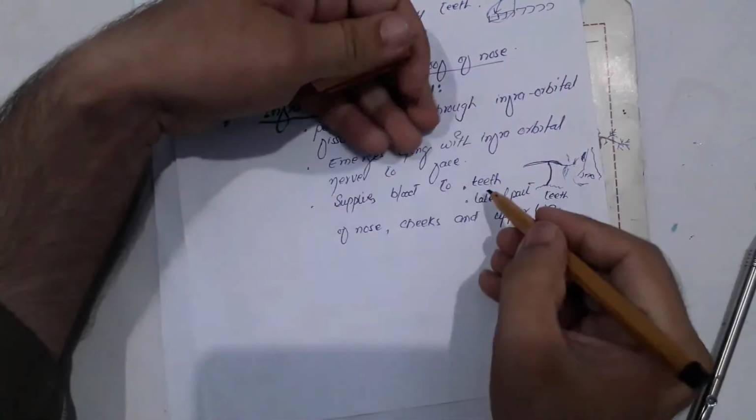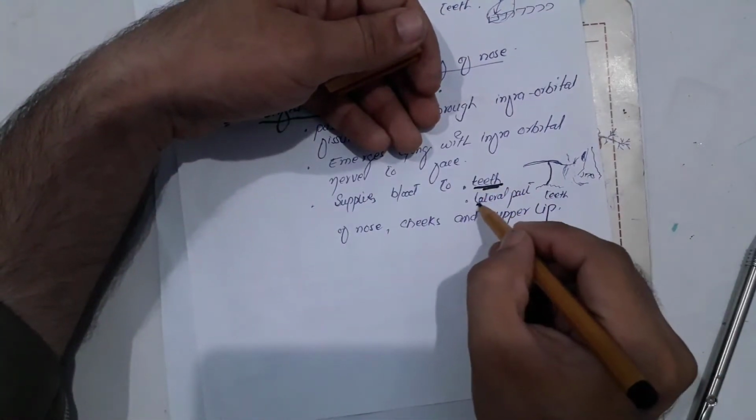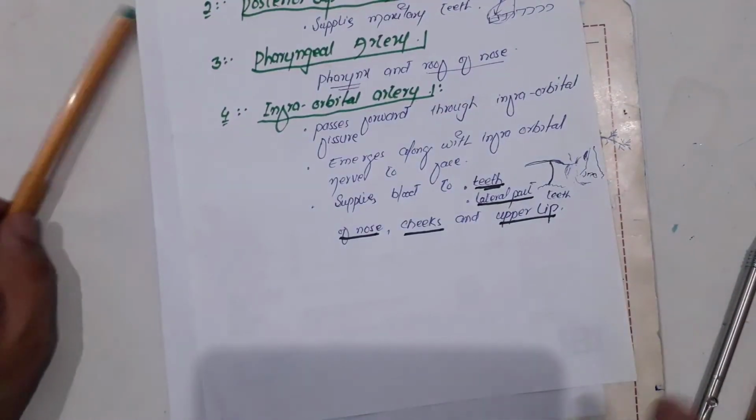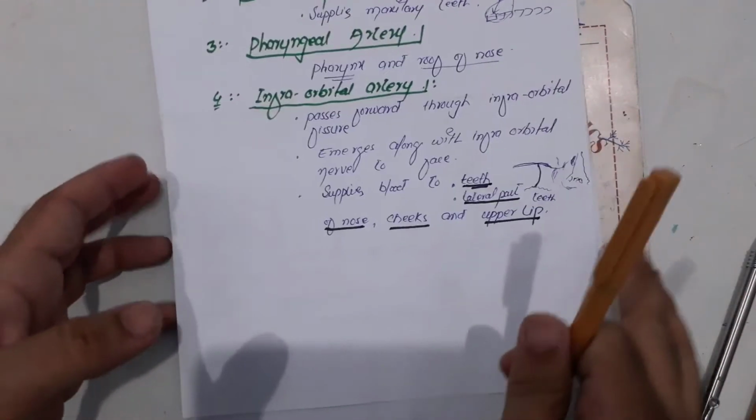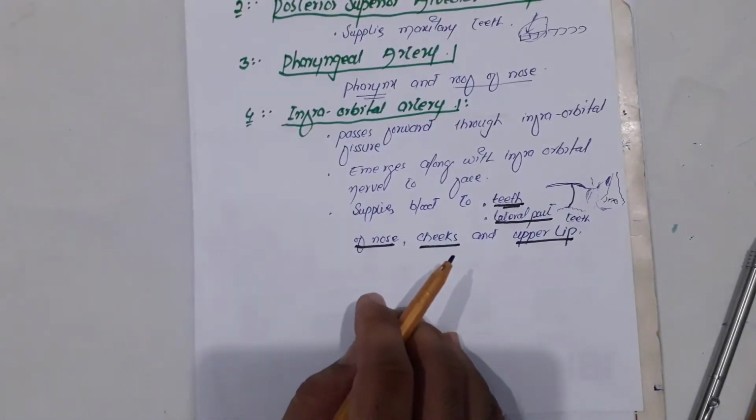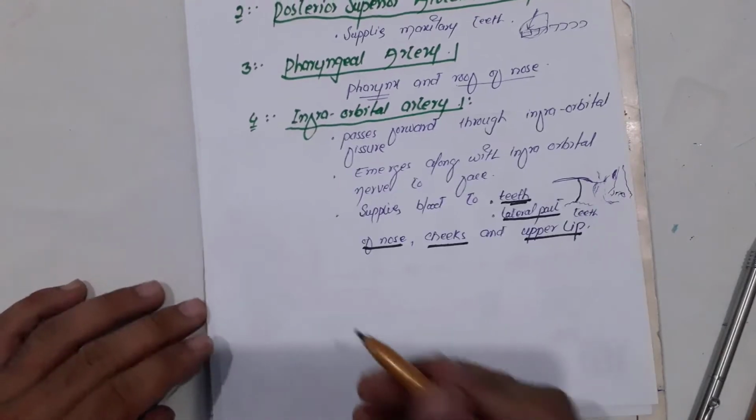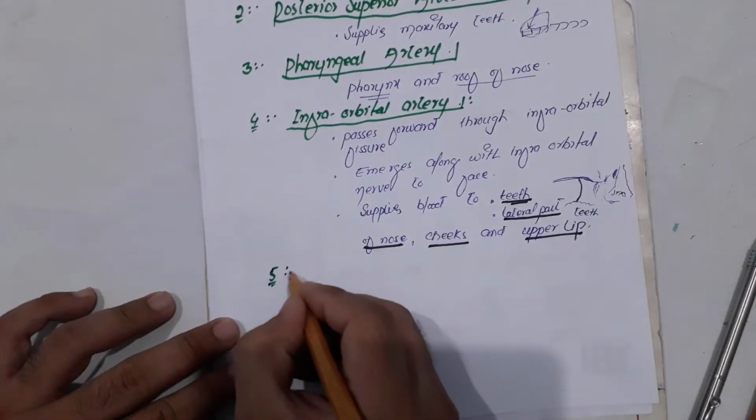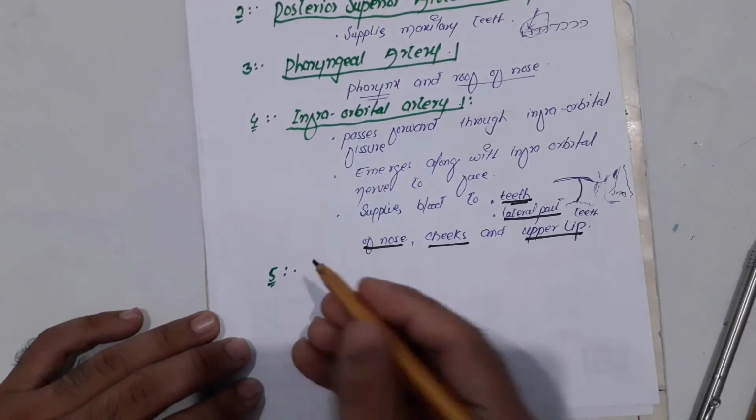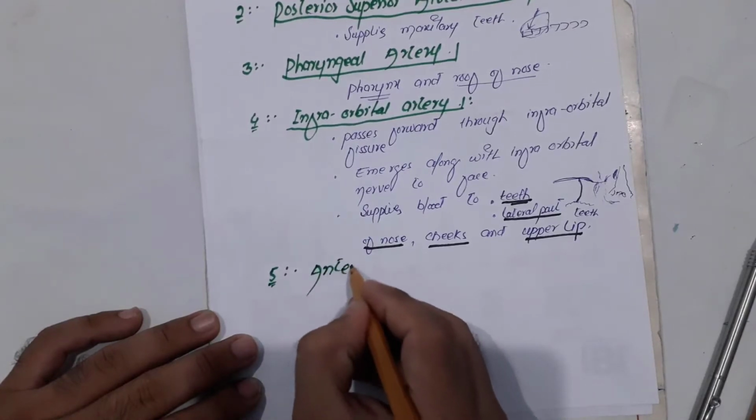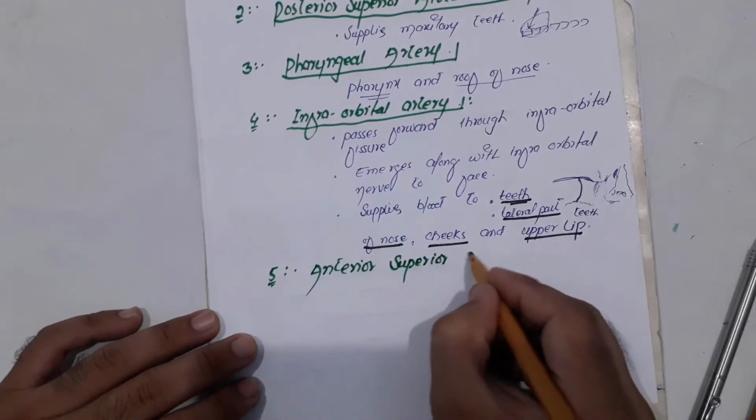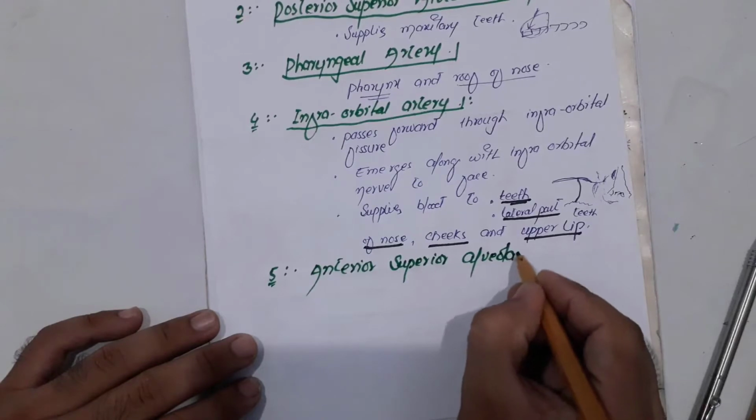So it is responsible to supply oxygenated blood to maxillary teeth, to lateral part of the nose, to cheeks, and to the upper lip. This is infraorbital artery, the fourth branch of the maxillary artery in the pterygopalatine part, right? Now the fifth branch which arises from this maxillary artery in the pterygopalatine part, that is the anterior superior alveolar artery.